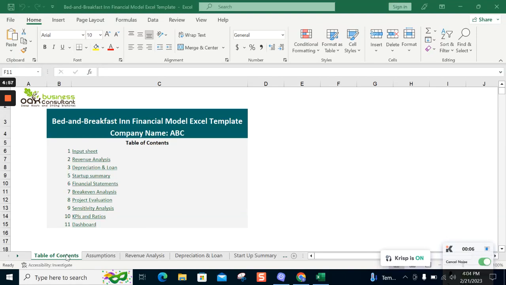Hello everyone, today I will give you a brief overview of our new model, the Bed and Breakfast Financial Model Excel Template.